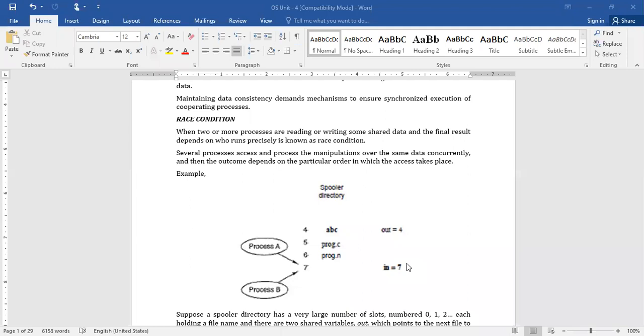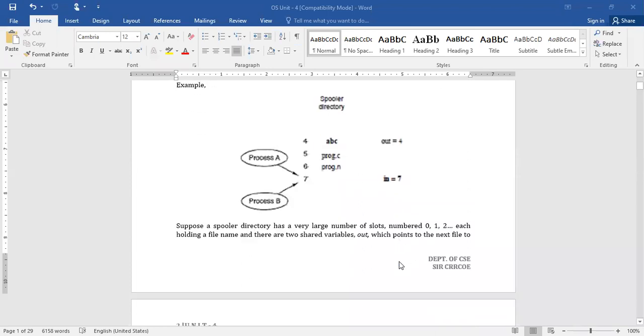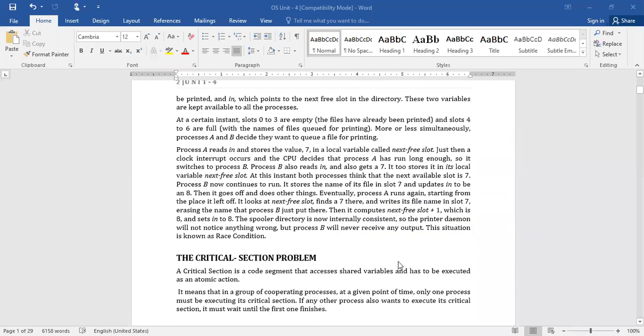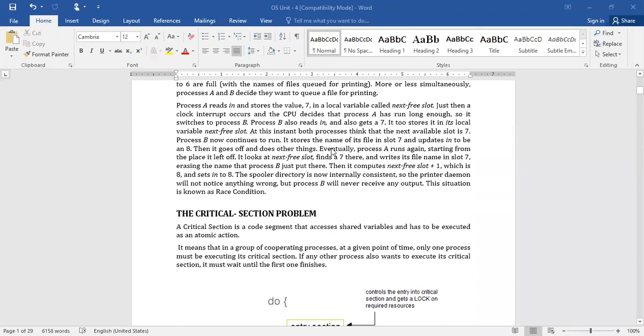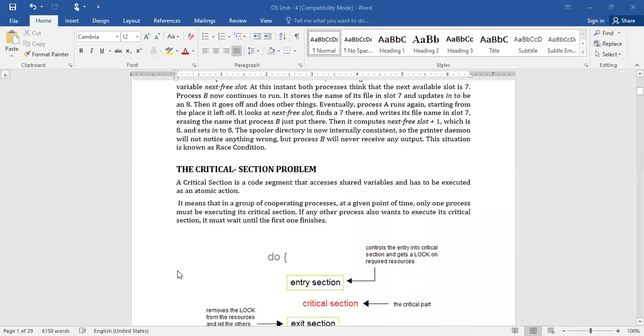ఓకే, సో ఇక్కడ ఈ విధంగా రేస్ కండిషన్ రావటానికి పాసిబిలిటీ ఉంటుంది. సో దీన్ని మనం ఏమంటామంటే, జాగ్రత్తగా అబ్జర్వ్ చేయండి, దీన్ని మనం the critical section problem. So what do you mean by critical section? Critical section is a code segment that accesses shared variables and has to be executed as an atomic action.